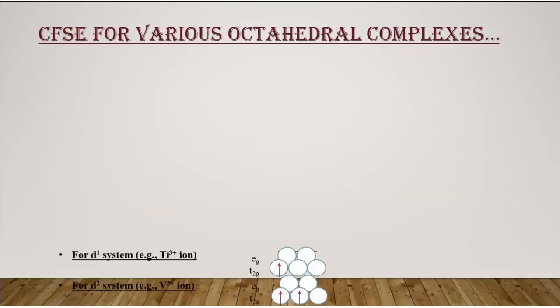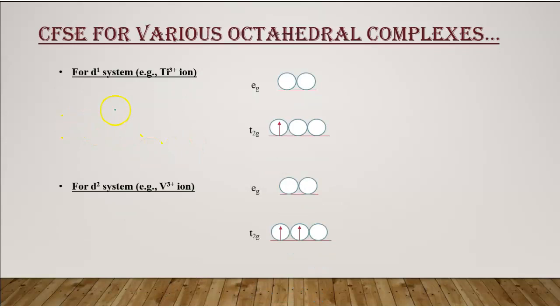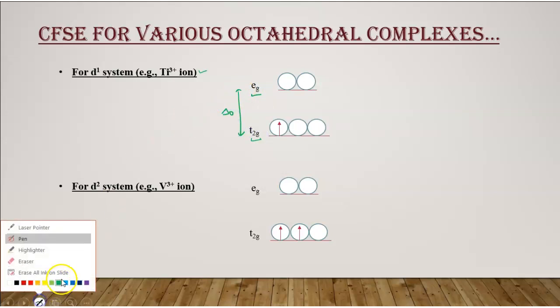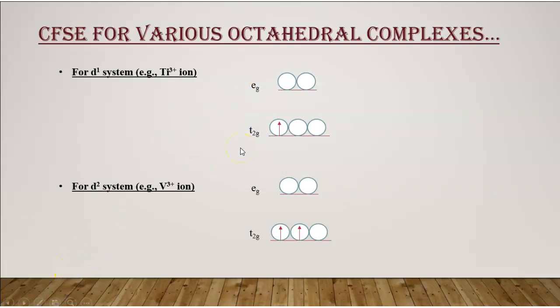Okay, so there come some examples. First let's talk about the d1 system, and one example metal ion that we have taken is titanium 3 plus ion. I'll just mention the orbitals, that is T2g and Eg. The difference between them is going to be your delta O, which I may have mentioned earlier. So let's see. As you can see, one electron is present in the Ti 3 plus ion. So your Ti 3 plus has a configuration like this.